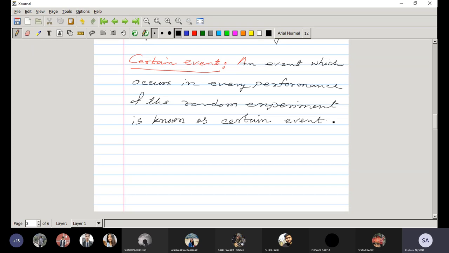So the certain event is the sample space itself. The certain event is denoted by capital S, that is, the sample space.